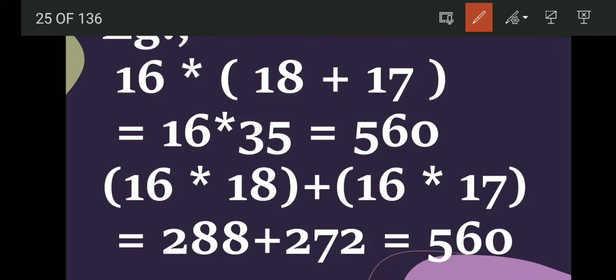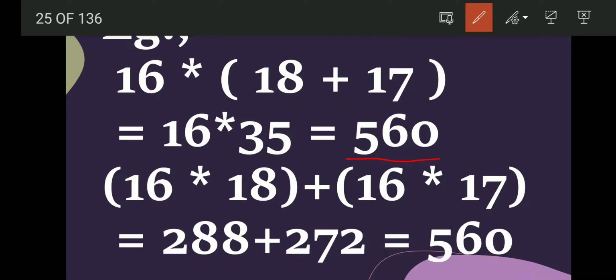Now let us see. See here, 16 into 18 plus 17, 18 plus 17 in bracket. So we'll add this first. So 18 plus 17 is 35. So now the question is 16 into 35. That comes to 560. Okay.